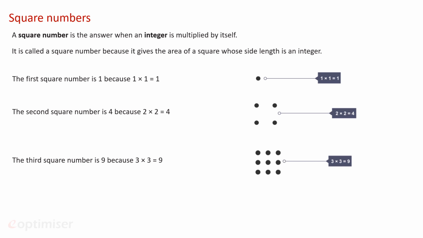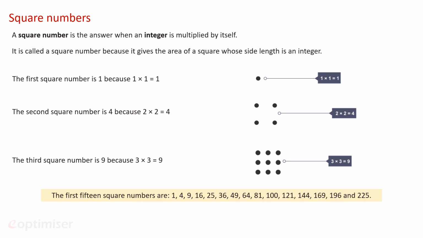Here the length and width are equal. The number of sides and the number of widths are equal. So the first 15 square numbers are 1, 4, 9, 16, 25, 36, 49, 64. 8 into 8 is 64, 9 into 9 is 81, 10 into 10 is 100, 11 into 11 is 121, 12 into 12 is 144, 13 into 13 is 169, 14 into 14 is 196, and 15 into 15 is 225. These are called square numbers.